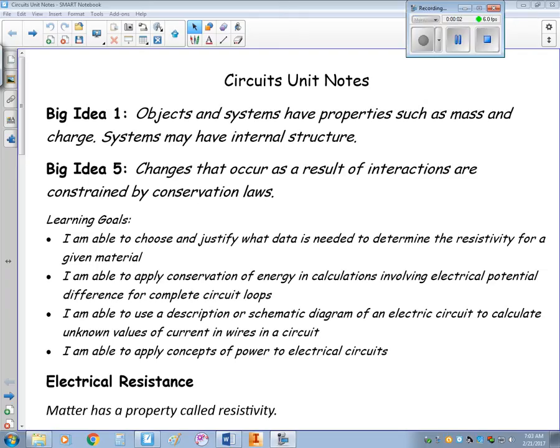This is video 1 for the circuits unit. For this one, there's only two big ideas. Objects and systems have properties such as mass and charge. Systems may have internal structures. So we're going to focus in on the charge part.